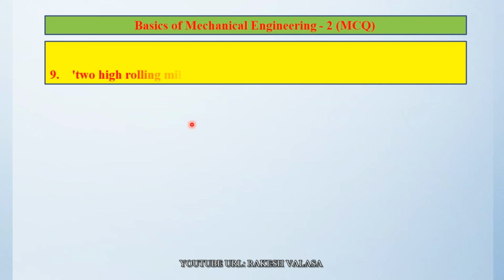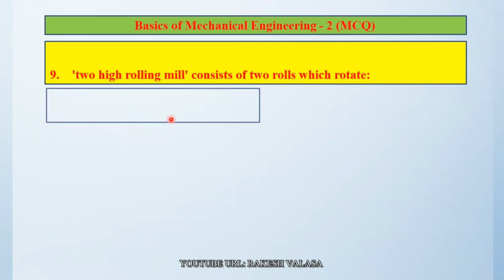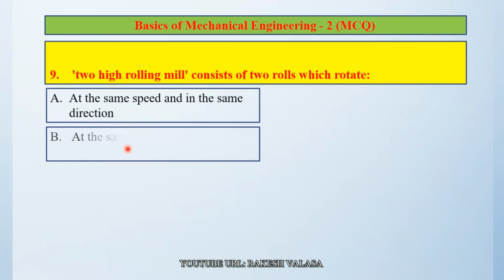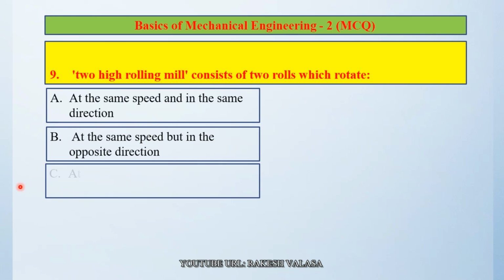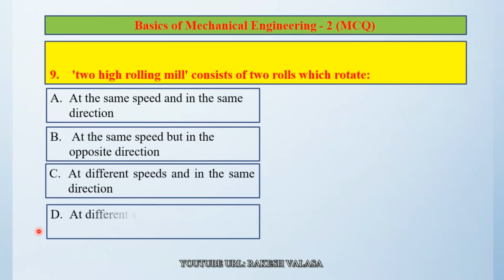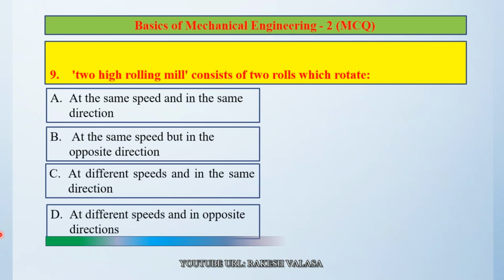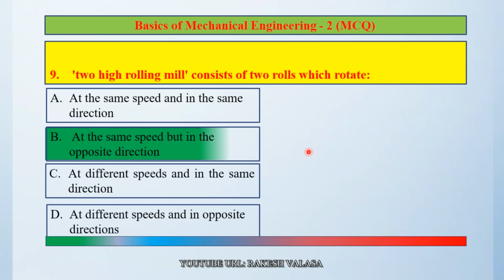Question number 9. Two high rolling mill consist of two rolls which rotate. Option A, at the same speed and in the same direction. Option B, at the same speed but in the opposite direction. Option C, at different speeds and in the same direction. Option D, at different speeds and in opposite direction. The correct answer is option B, at the same speed but in the opposite direction.